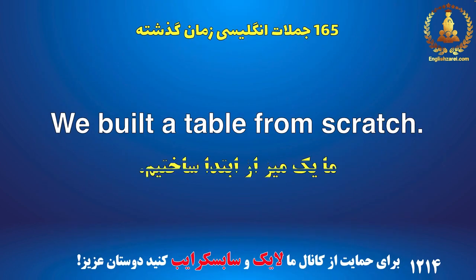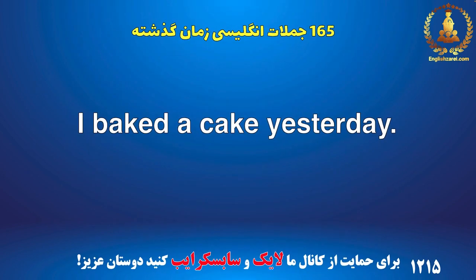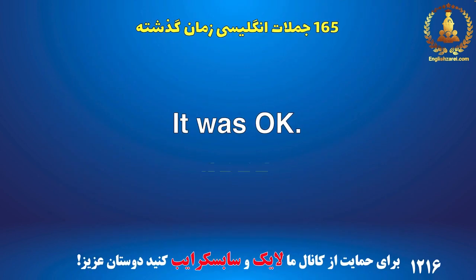We built a table from scratch. ما یک میز از ابتدا ساختیم. From scratch یعنی از ابتدا. We built گذشته build هستش. I baked a cake yesterday. دیروز یک کیک پختم. It was okay یعنی خوب بود.